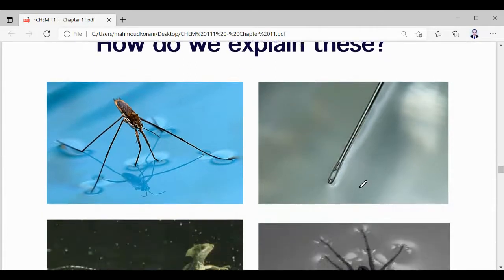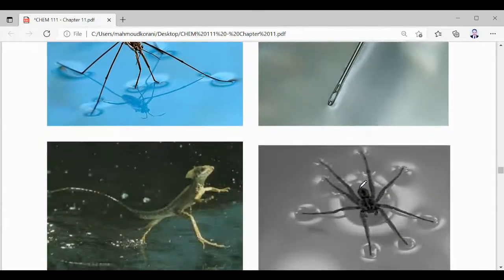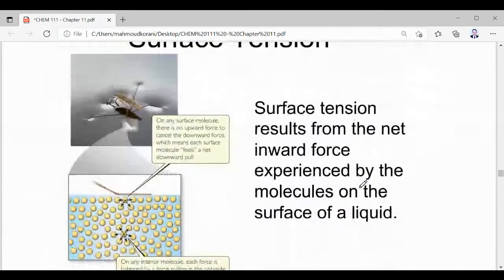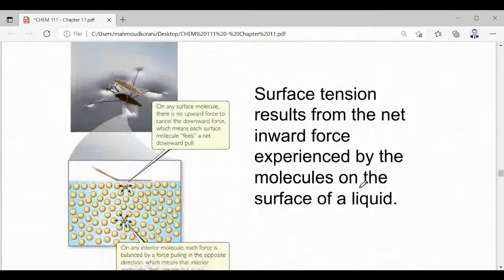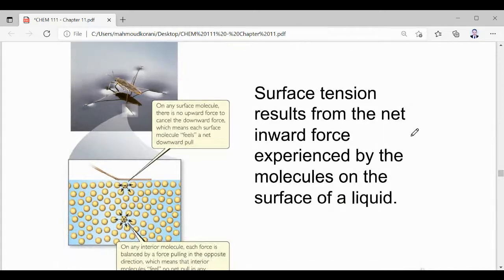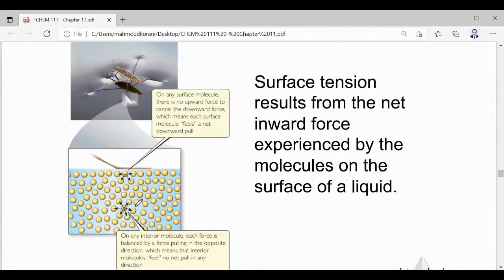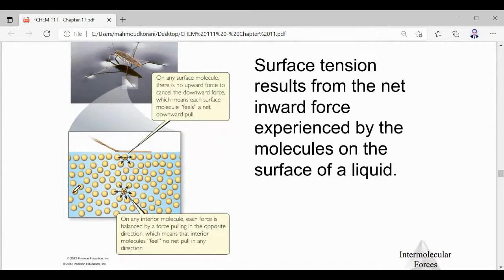We are going to discuss another property which depends mainly on the intermolecular force. It's called surface tension. Surface tension results from a net inward force experienced by molecules on the surface of the liquid. How can I explain that?